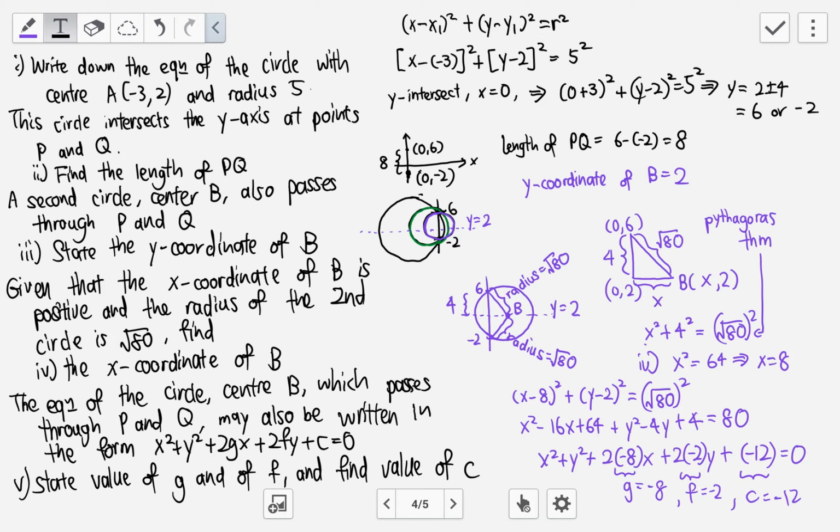After that, let's evaluate. I combine all the constants: 64 plus 4 is 68, and 68 minus 80 is minus 12. Therefore, comparing with this equation, my C equals minus 12, and 2 times minus 2 gives me minus 4, therefore F is minus 2, and so on and so forth. So this equation is solved. Okay, so try to do this question yourself.